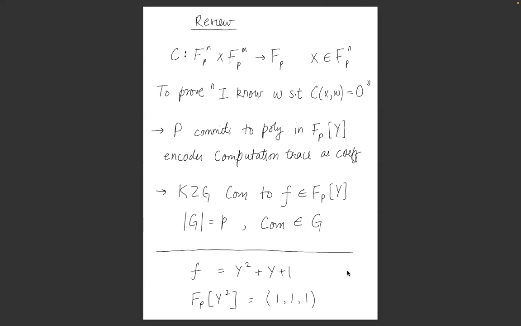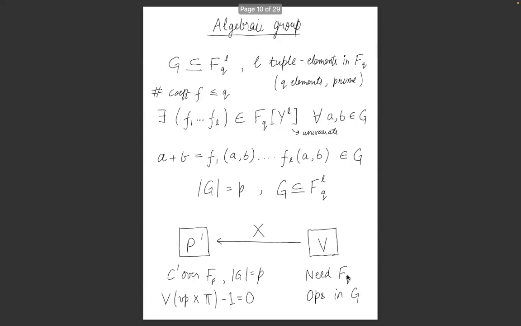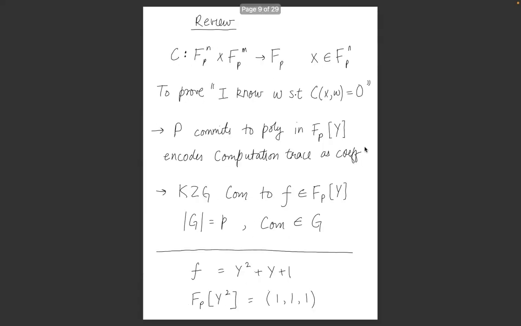So this is how the prover commits the computational trace. He just encodes these coefficients as a tuple of field elements. Now let's go over this. We saw that this group G has to be of order p, so that the prover can commit to the polynomial.